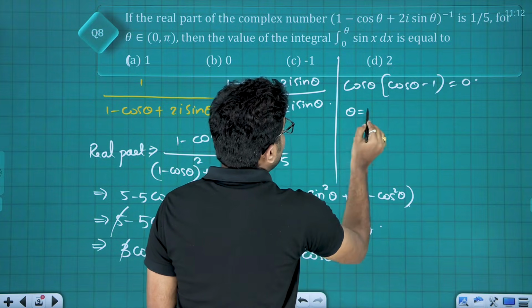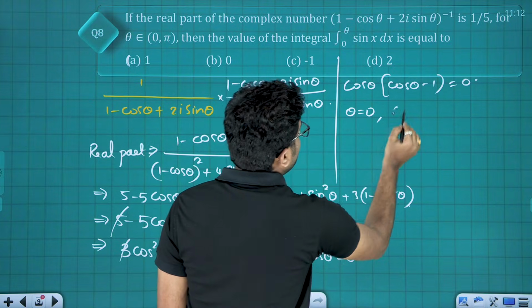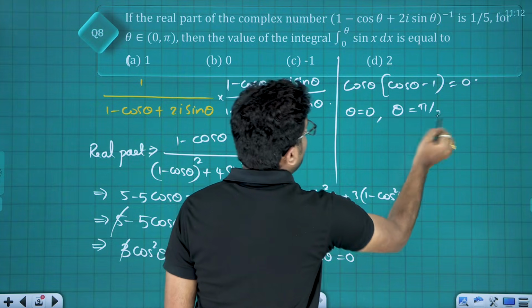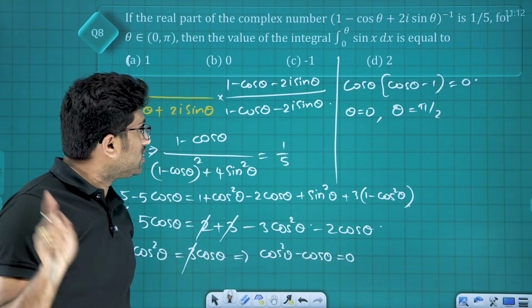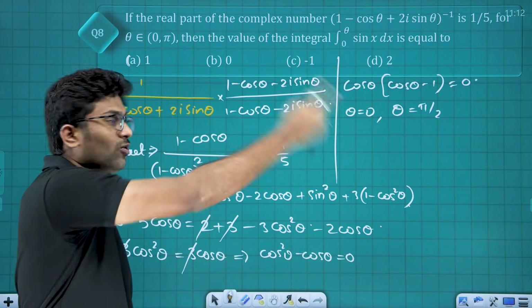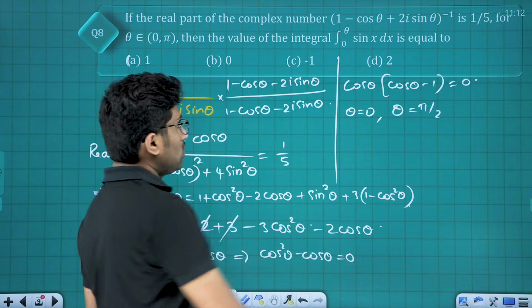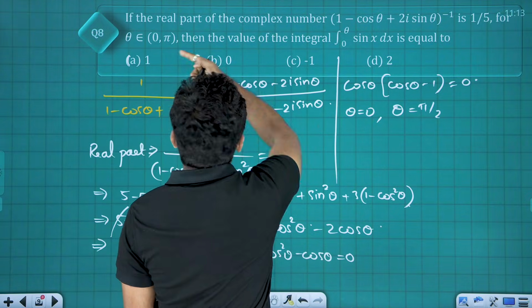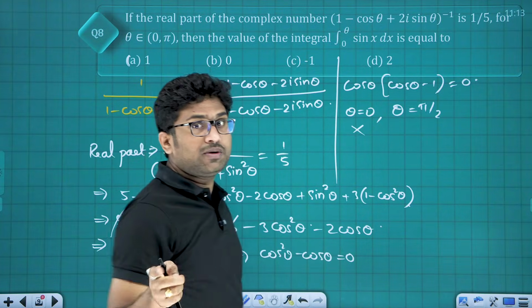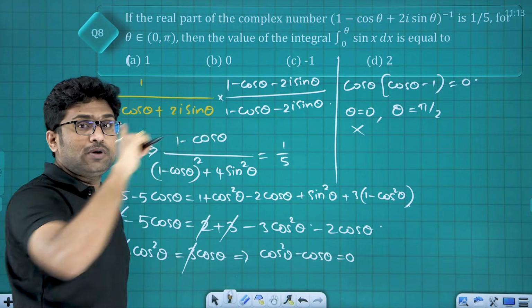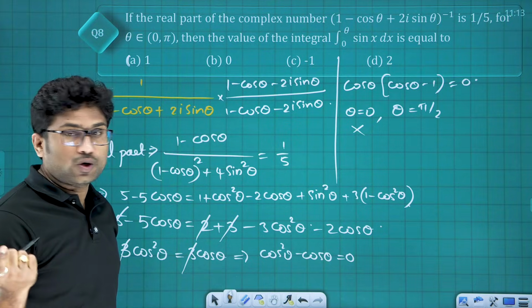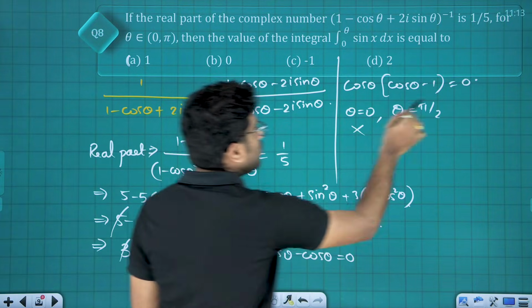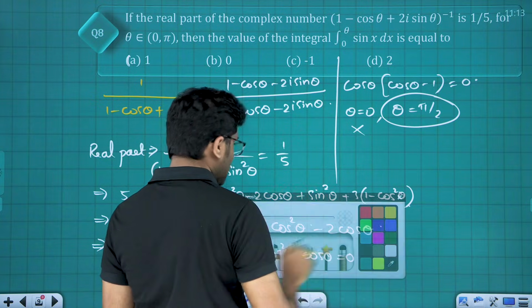Either theta is equal to 0 or theta is equal to pi by 2. Because if cos theta equals 0, then theta is equal to pi by 2. If cos theta is 1, theta is equal to 0. So theta equal to 0 is not in the solution. Why? Because theta belongs to the open interval 0 to pi. Open means not included. So theta equal to pi by 2 is our required answer.